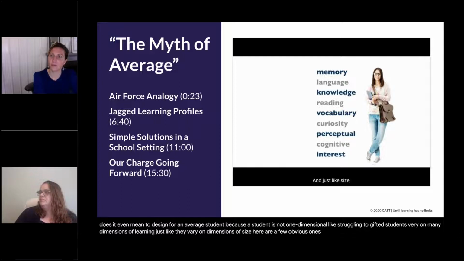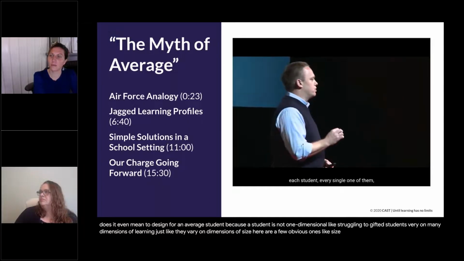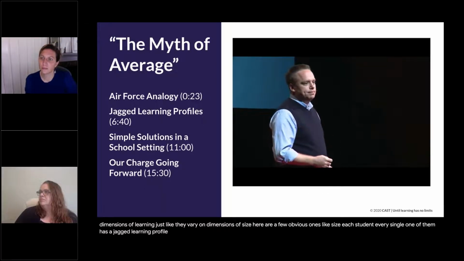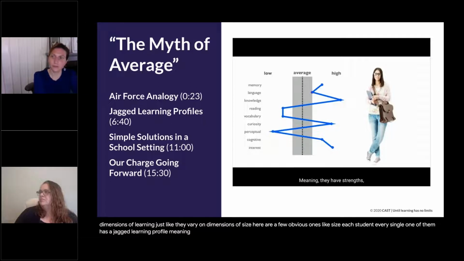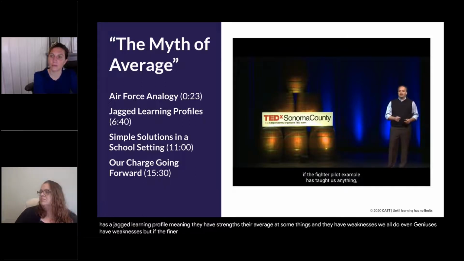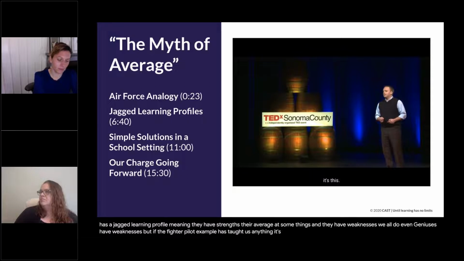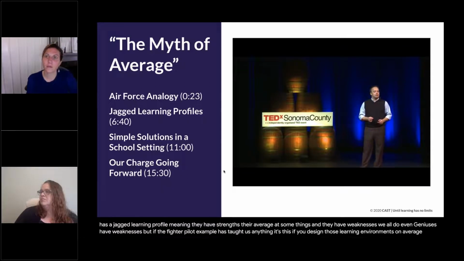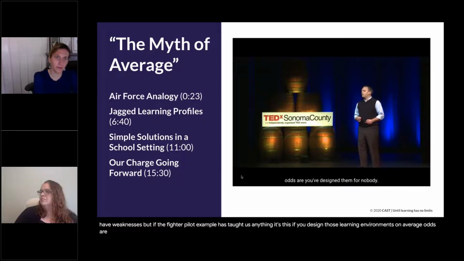And just like size, each student, every single one of them, has a jagged learning profile, meaning they have strengths, they're average at some things, and they have weaknesses. We all do. Even geniuses have weaknesses. But if the fighter pilot example has taught us anything, it's this. If you design those learning environments on average, odds are you've designed them for nobody.